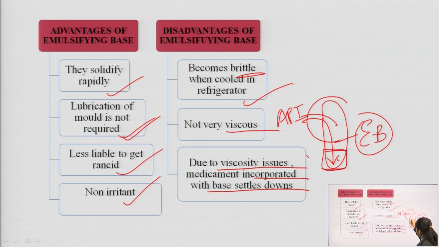Initially this part is going to get melted. So, this part will reach the blood circulation. So, no effect is going to be seen because this part does not contain API. Now, the last part of the suppository is going to contain API in it.